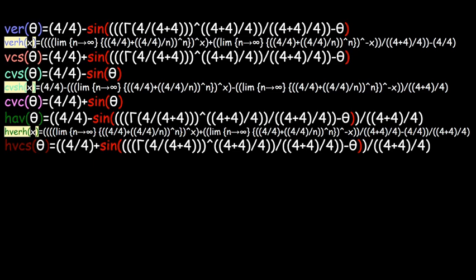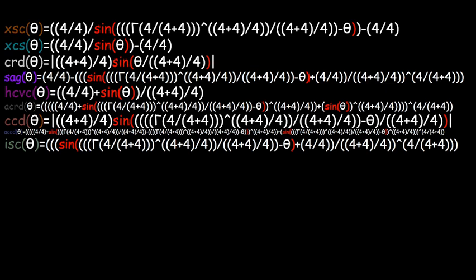Next, we have the versine, the hyperbolic versine, the vercosine, the coversine, the hyperbolic coversine, the covercosine, the haversine, the hyperbolic haversine, the havercosine. And finally, we have the exsecant, the excosecant, the chord, the sagitta, the hacovercosine, the antichord, the cochord, the anticochord, which is very long, and the isochord. And that is every function defined using 4's.